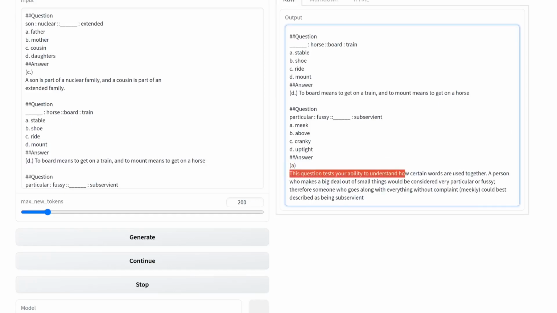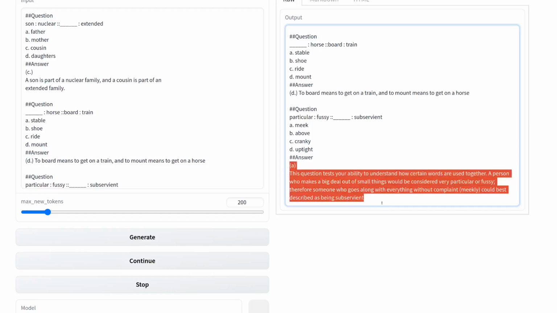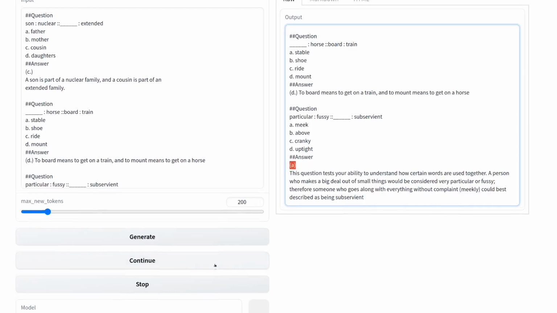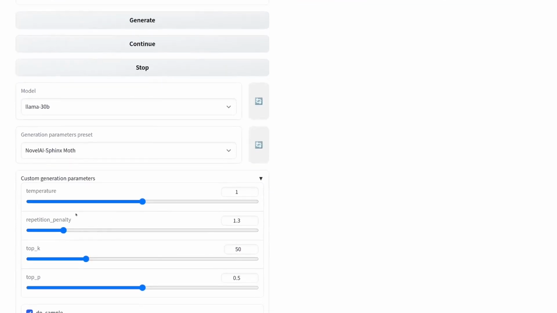So this question tests your ability to understand how certain words are used together. Great. A person who makes a big deal out of small things would be considered very particular or fussy. Therefore, someone who goes along with everything without complaint, meekly, could be best described as being subservient. I think that's a great explanation with the correct answer, and we didn't change too much. We kept the temperature around the middle, and we dropped the top K to around the bottom third, bottom fourth, and we dropped the top P a little bit.